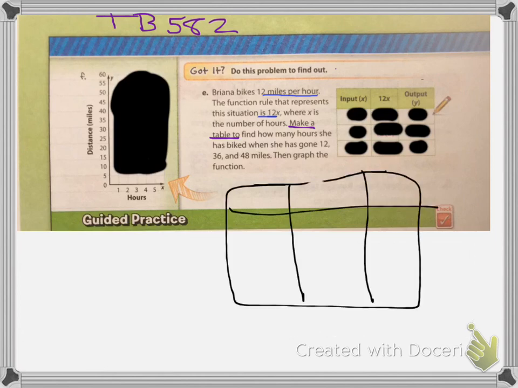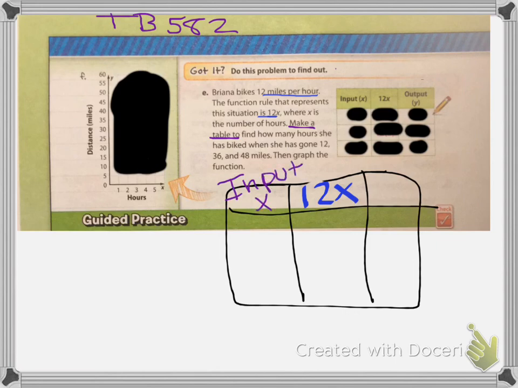Okay, so here we are. Again, that first thing, as soon as they told me that the function rule was 12x, I would know that needed to go in the middle. Then we can look at the input section, which is going to be right here. So input, and that would be x.